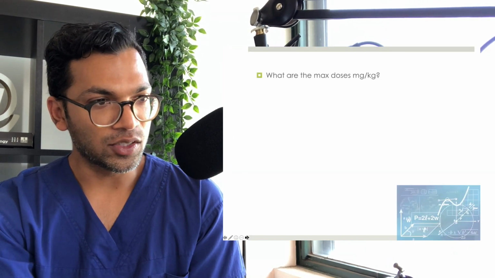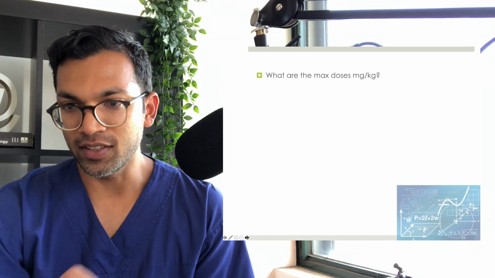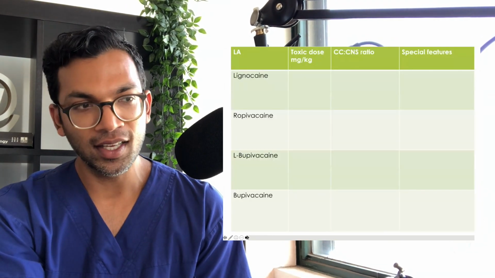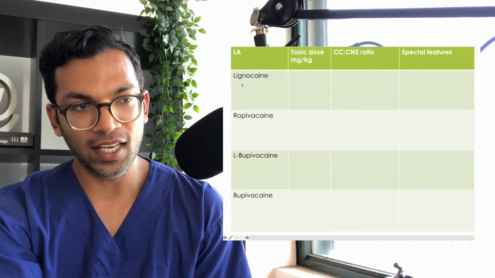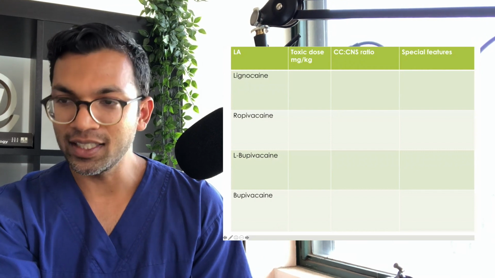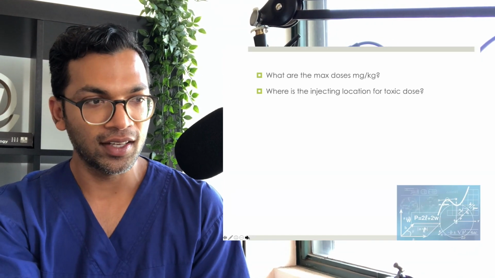Next thing is, what are the max doses of each of these? So bupivacaine has the lowest maximum dose because it is the most toxic. And finally, ropivacaine and lignocaine are kind of the safest ones. So they have a high maximum dose, and with lignocaine, you can get a really big dose if you combine it with adrenaline. So let's go through that now.